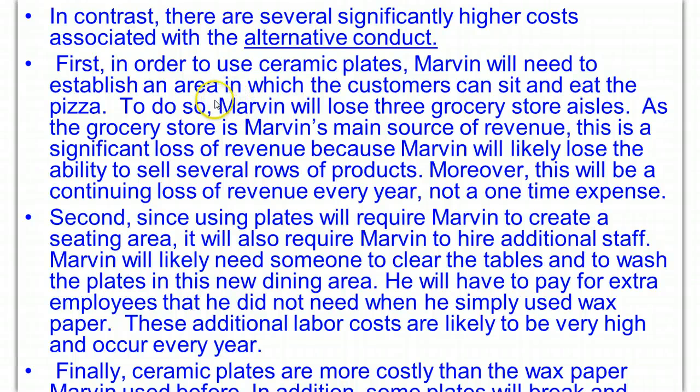So we've already told the reader, this is expanding just the second paragraph about the alternative conduct. So can you see that each paragraph raises a new fact, explains why it's significant as to cost, and then links it back to the rule, continuing loss of revenue. Equally, the next paragraph identifies another set of facts which show additional cost, and we link it back to the rule, additional labor costs.